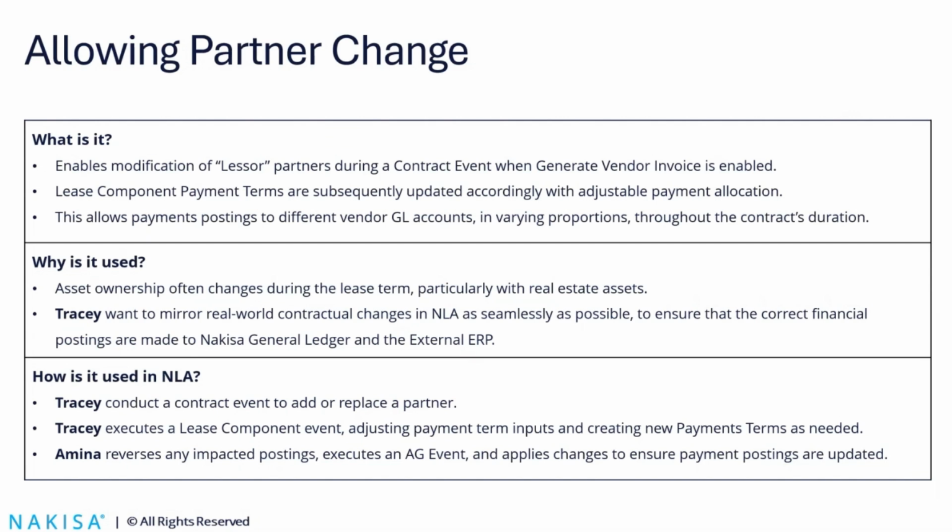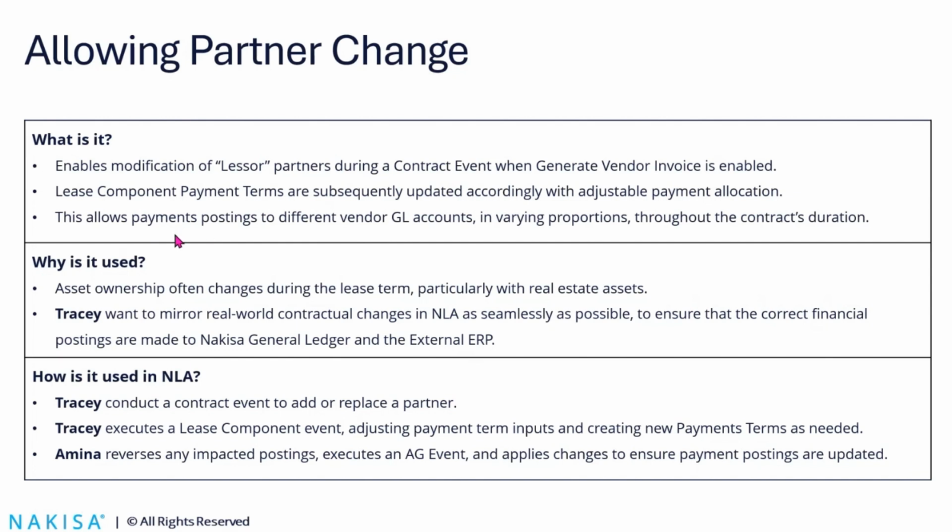Allowing partner change. This is the next feature which has a financial impact, partially, in the sense it will just change the account type and account number for the journal entries for payment. This feature is available when you have generate vendor invoice enabled and you would like to change the lessor or the vendor GL identification as well as the account number. The lease component payment terms are subsequently updated by adding a new term using the new partner details, and that will adjust the payment allocation. As I said, this allows payment posting to different GL accounts. You may have the original vendor and then multiple additional vendors, or you can completely replace.